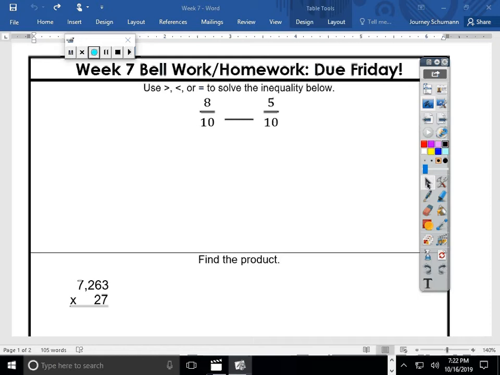We are taking a look at our week 7 Bellwork / homework, which is due Friday. So remember, this assignment is assigned every Monday and Tuesday of the week. You have all week to be working on it, and it is due on Friday to your core math teacher. I'll take a minute and run through these problems with you.